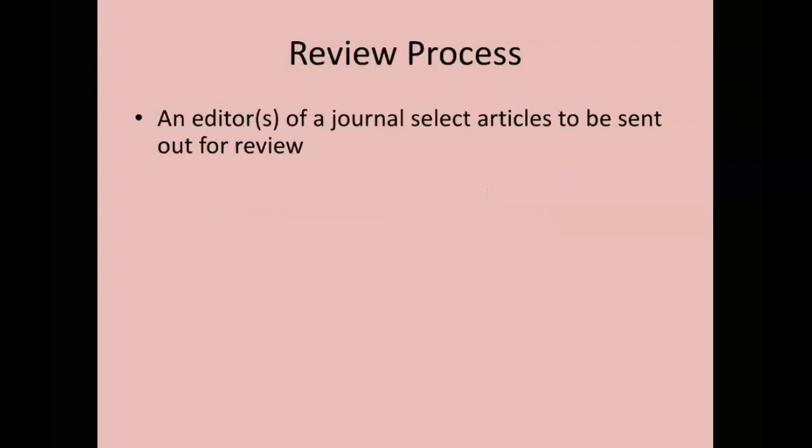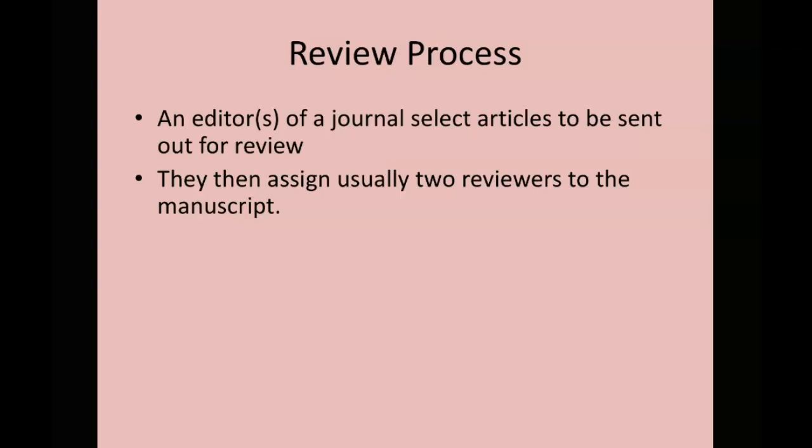So let's talk about the review process. I mentioned this already earlier. The editor or editors of a journal select articles to be sent out for review. They then assign usually 2 reviewers to the manuscript. That's the usual number. Sometimes you have 3 if the editor feels, well, let me put it this way.